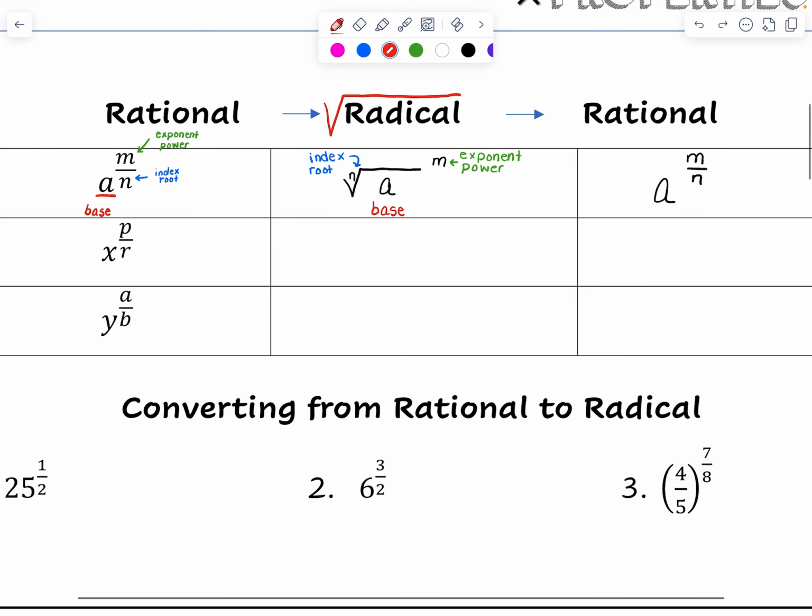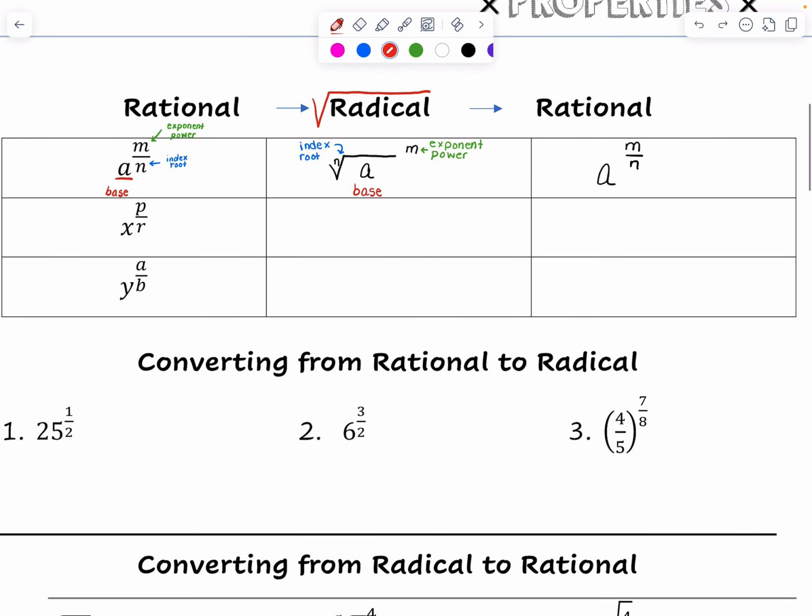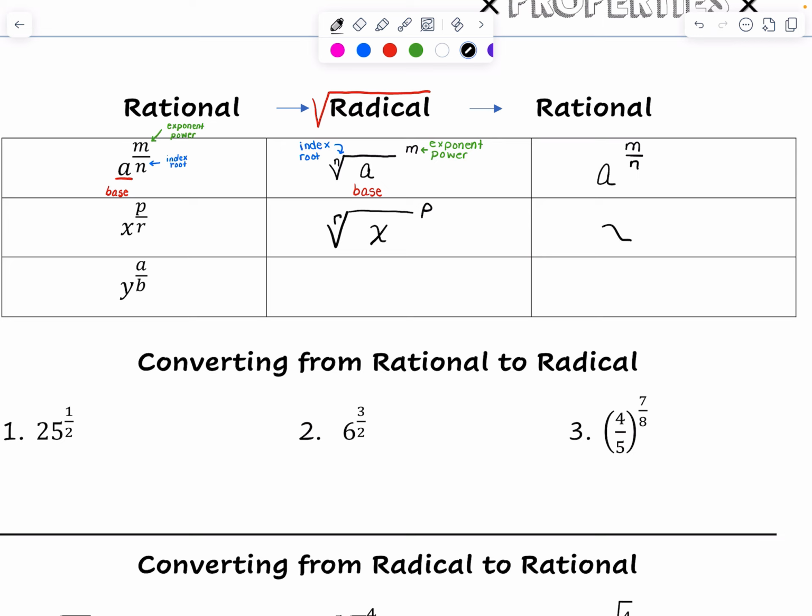So I have 2 more literal examples here that we're going to go ahead and work through. So I have x to the power of p over r. So I'm going to start with the radical symbol. I'm going to put the base x underneath, put my exponent p out here, and the index r right here. Okay. Now if I want to convert that back into a rational, just going to undo what I did. x to the p over r. So now if this is so easy to do, why is it necessary? Well, sometimes it's easier to solve from rational form, and sometimes it's easier to solve from radical form. So we need to be able to convert from one form to another.